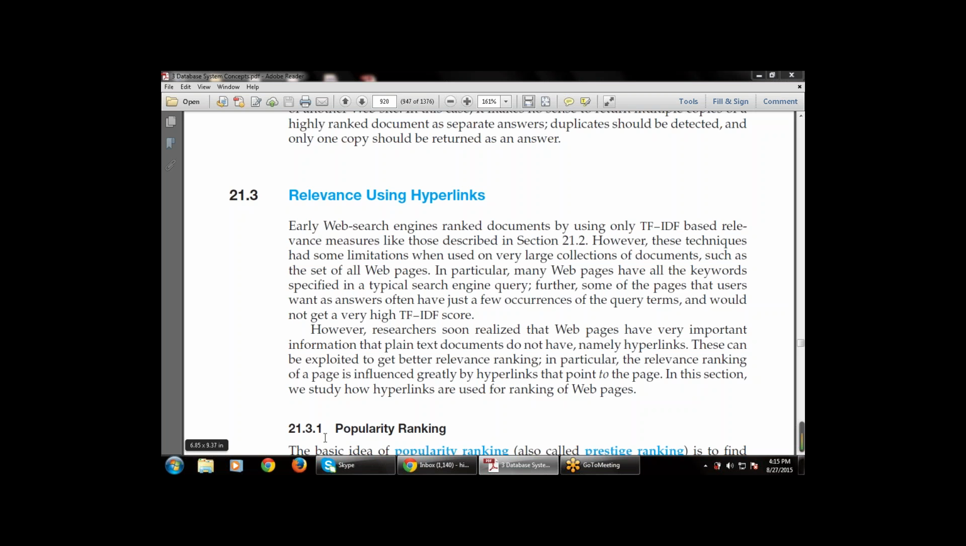Earlier, search engines ranked documents using the TF-IDF method, that is, TF-IDF based relevance measures like those described in section 21.2. However, these techniques had some limitations when used on a very large collection of documents, such as the set of all web pages. Whatever content is required, we need a database by which we can enhance our data, that is a large collection of documents.